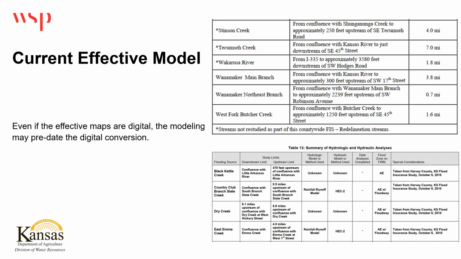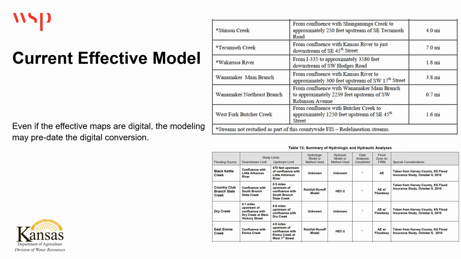You can tell if this was the case by looking in the FIS. The table on the top there is from an older FIS, and you can see just at the bottom of that table there's an asterisk, which means that the streams were not restudied as part of the current countywide FIS redelineation. So those 3 asterisk streams on the top of the table were not actually restudied, and are just carried forward from the paper map. So those will probably not have modeling available, whereas the bottom 3 models will have new modeling available.